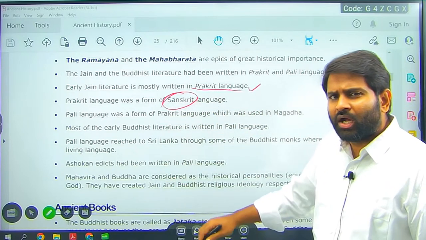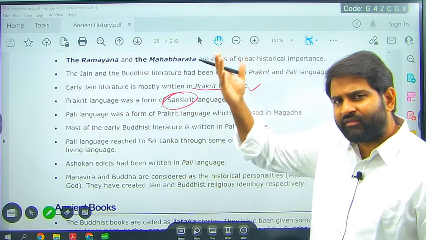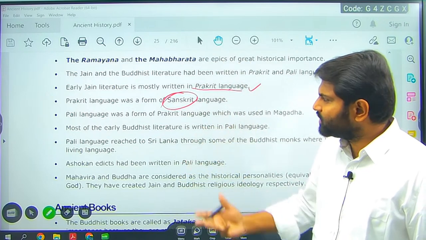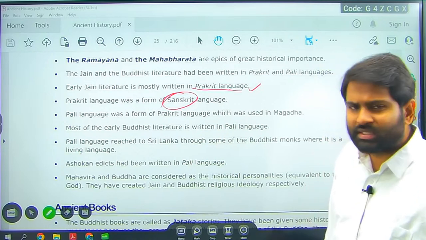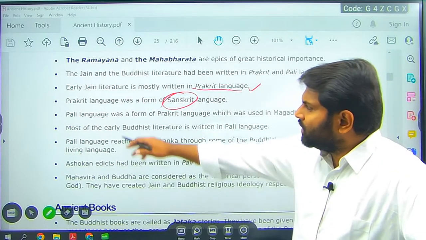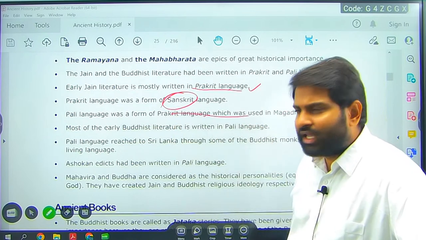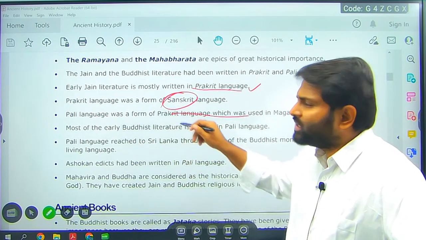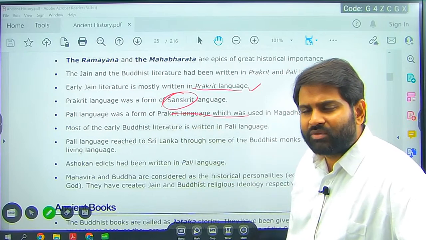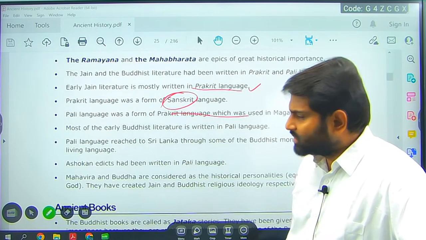You can say from Vedic language came Prakrit language, from Prakrit language came Sanskrit, Prakriti, Sanskriti, right? Pali language was a form of Prakrit language, which was used in Magadha. Again, you can see the evolution. Pali is a form of Prakrit. So Vedic language, Prakrit language, Pali language, Sanskrit language.